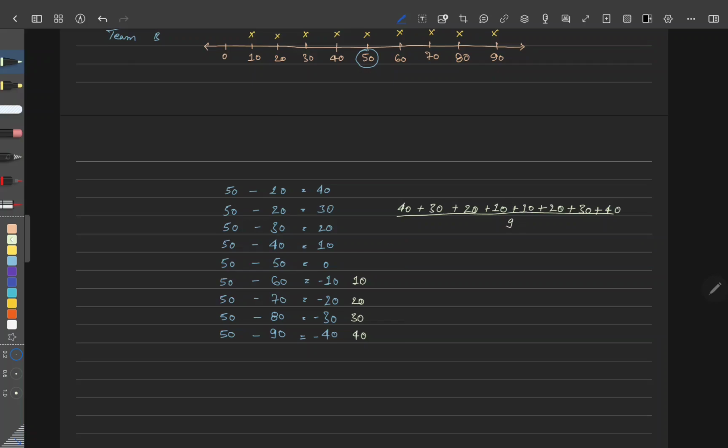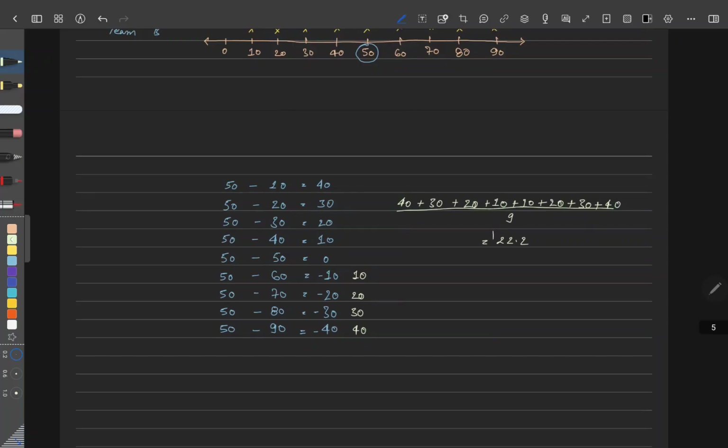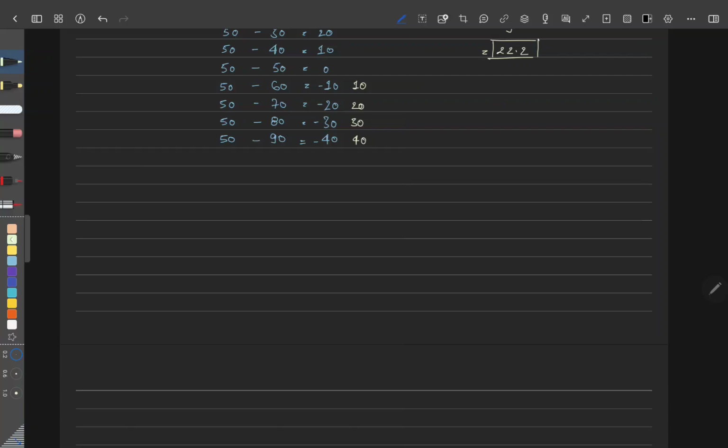I just didn't write the 0, but the 0 would really matter because we are counting the total number of matches, which is 9. So this would come to 22.2. So this is the mean deviation for team B. So this is what the formula would look like.